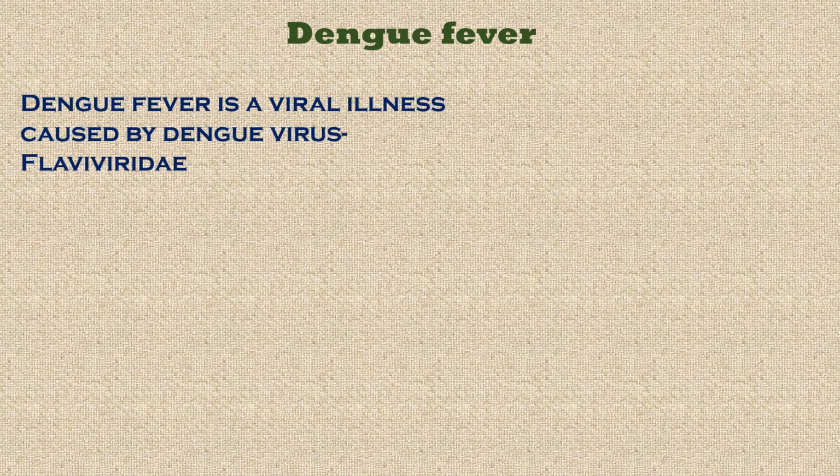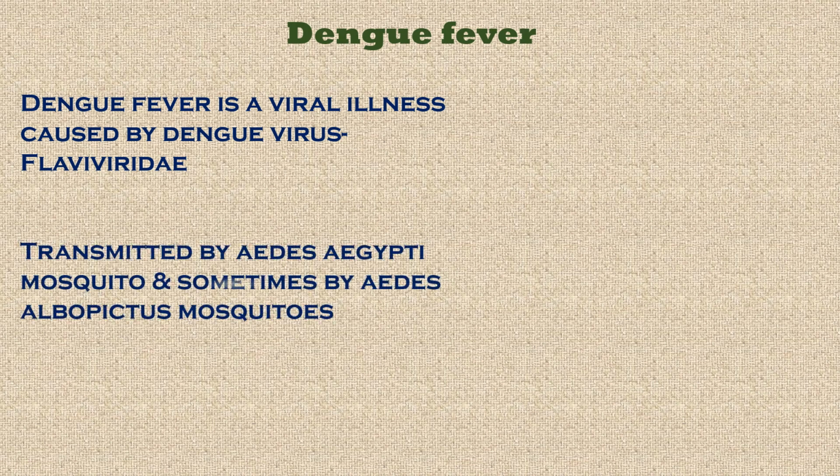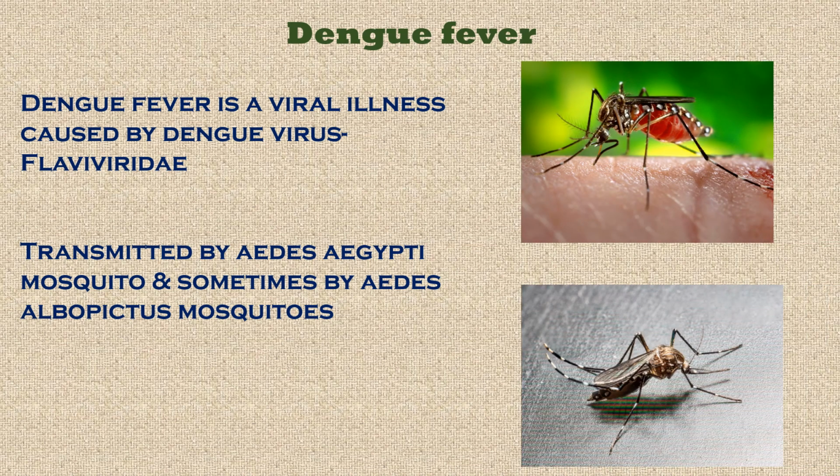Everyone, today's topic of discussion is dengue fever. Dengue fever is a viral illness caused by dengue virus of the family Flaviviridae. It is transmitted by Aedes aegypti mosquito and sometimes by Aedes albopictus mosquitoes. These mosquitoes are commonly found in the tropical and subtropical areas and account for approximately 5% of fever in returning travelers from these regions.